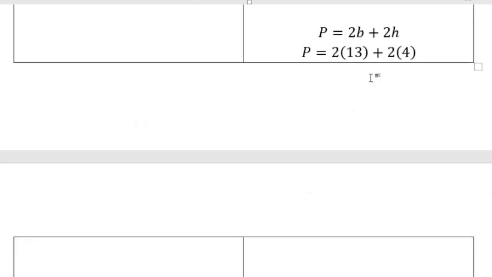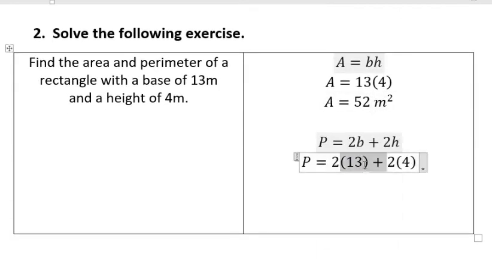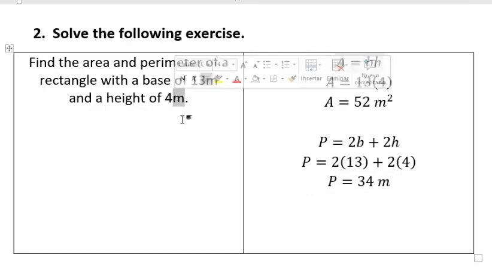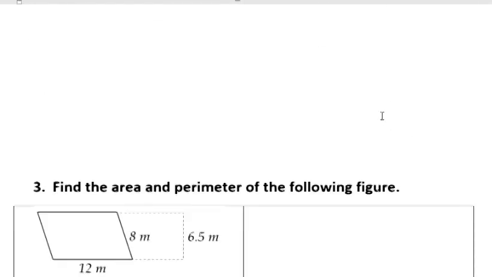So all I need to do is multiply twice the base and then add twice the height. In this case the answer will be 34. So I put 34 in here. Meters, because those are the units of the exercise, meters. Okay, so that's the unit I'm using. And let's go with the next one.